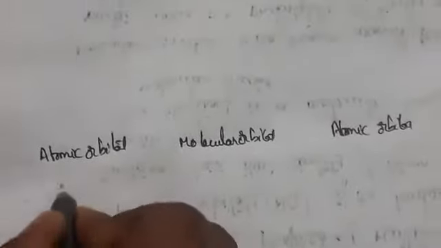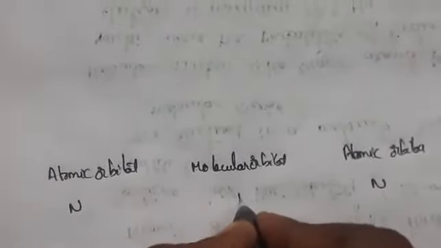Now you write it according to this. First, from the left side we take atomic orbitals, in the middle we have molecular orbitals, and on the right side again atomic orbitals. Here an N atom, here also an N atom, each with 7 electrons. For N2 we have 7 plus 7, a total of 14 electrons.